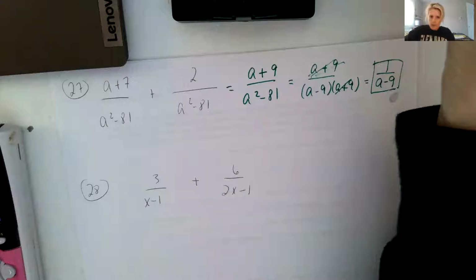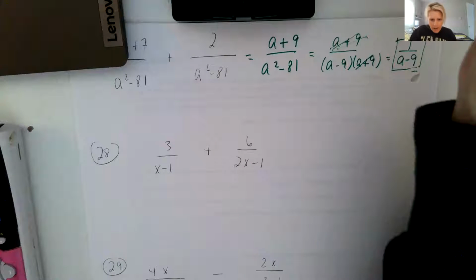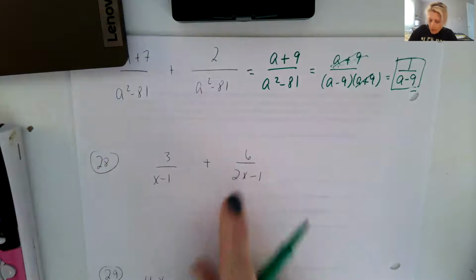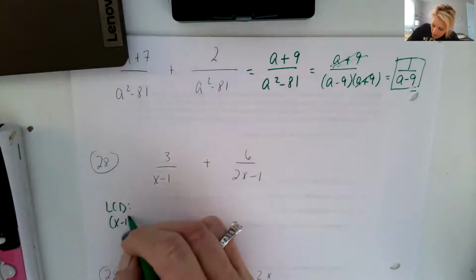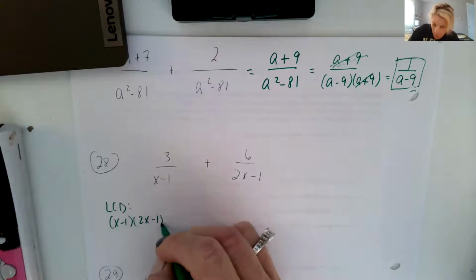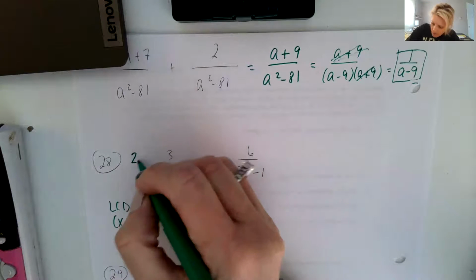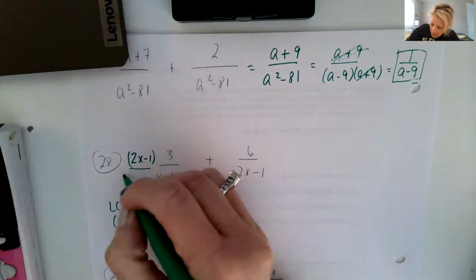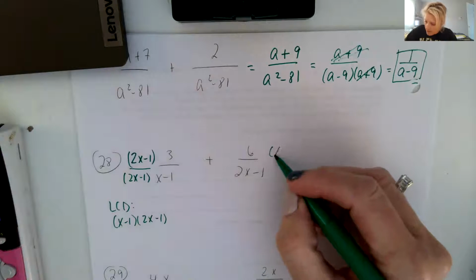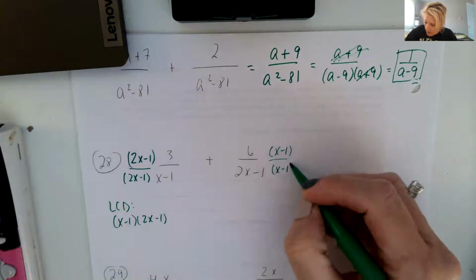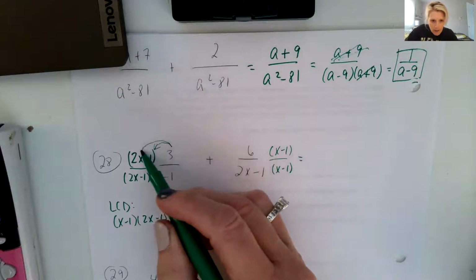Okay, now 28, we need to get a common denominator. And we would factor first, but neither of them can be factored. So my LCD is going to just be x minus 1 times 2x minus 1. So the first fraction is missing the 2x minus 1. So I'm going to multiply by the 2x minus 1 over 2x minus 1. The second fraction is missing the x minus 1. And I'm putting them in parentheses because we're going to have to distribute over here on the left. We're going to have to distribute this 3.